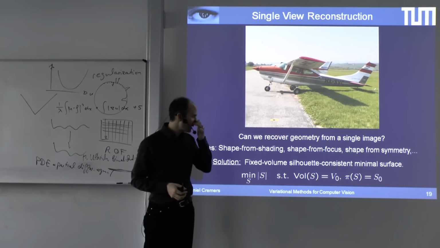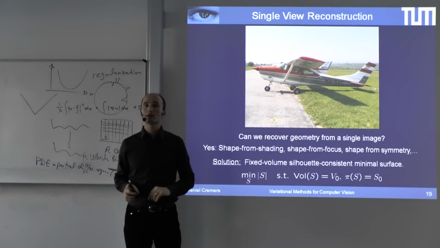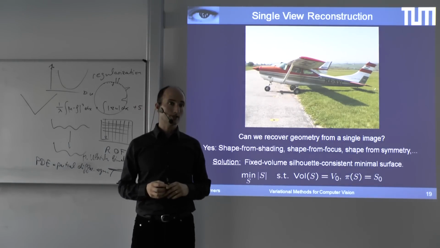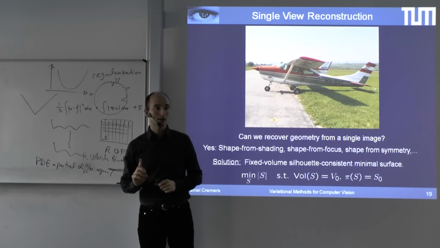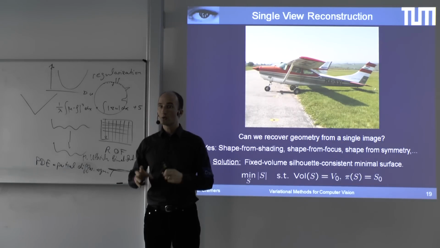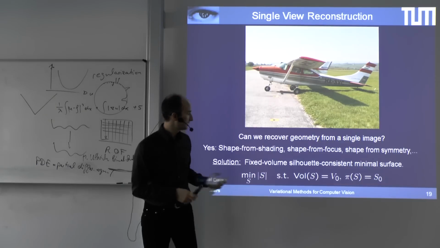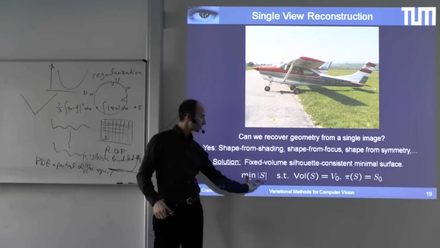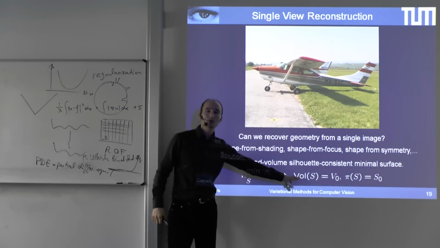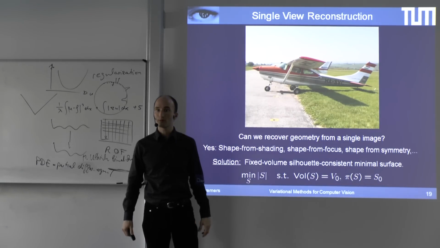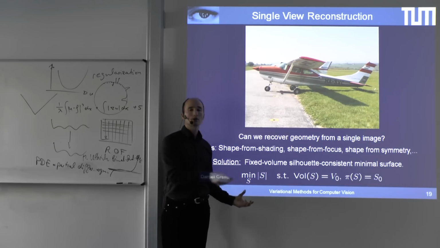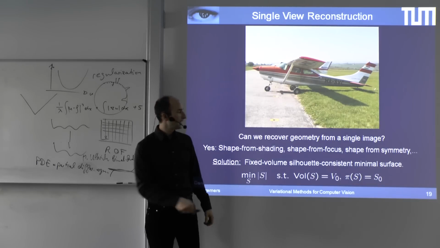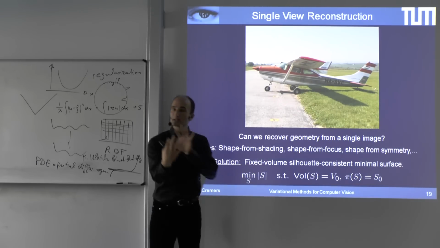And so in variational techniques for computer vision, there are two aspects in any research topic. The first aspect is to construct an appropriate cost function or optimization problem, maybe this one. So there is a cost function and there may be constraints to the optimization problem. So it should be minimal surface, but in addition it should contain a certain volume and it should be silhouette consistent.